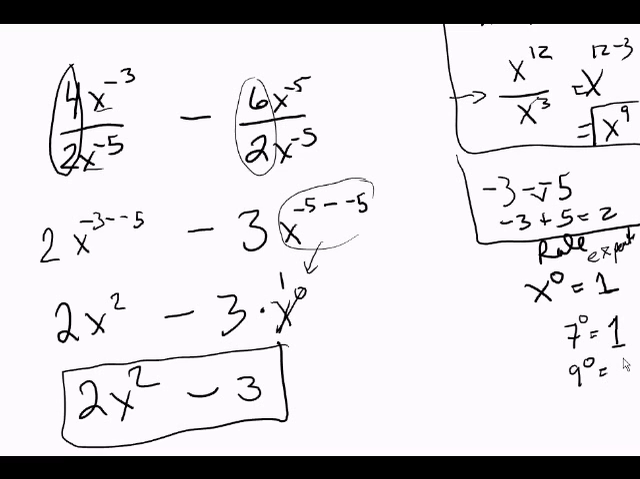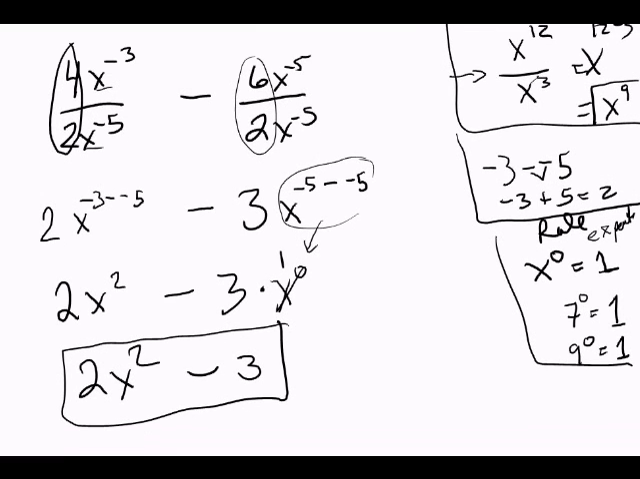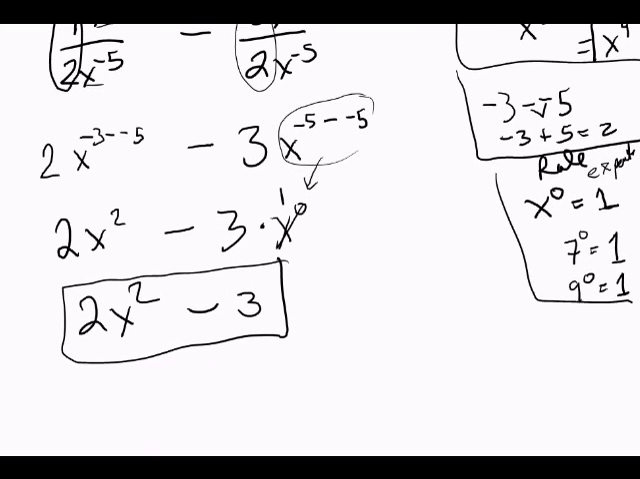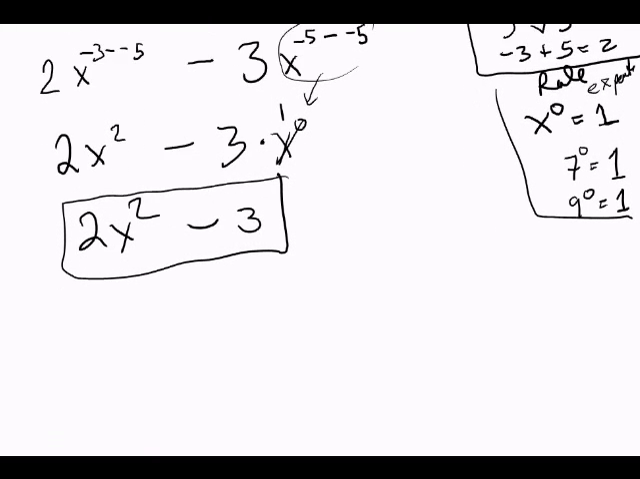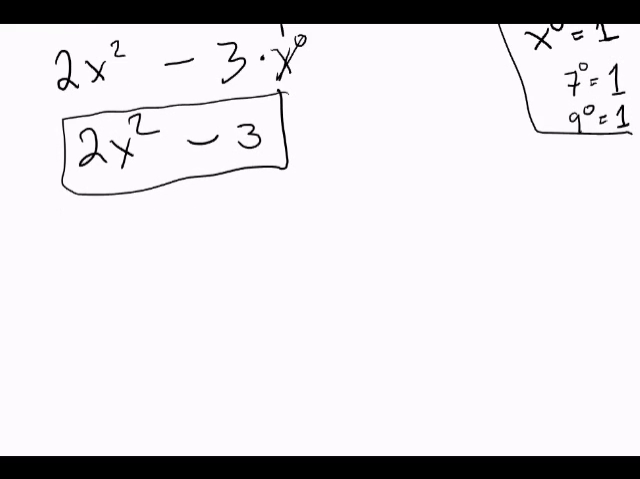If you had your calculator, I would have you try, what is 7 raised to the 0 power on your calculator? That equals 1. 9 raised to the 0 power equals 1. Pretty much anything raised to the 0 power equals 1. That's a rule of exponents.